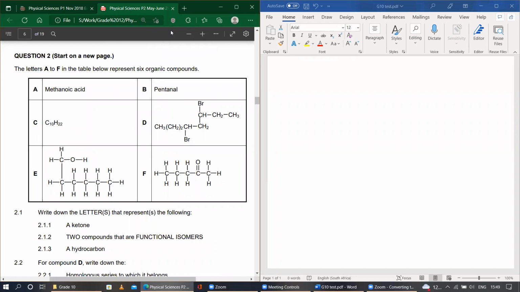What's the question again, sir? Name the positional isomer of F. The positional isomer. Pentanone.